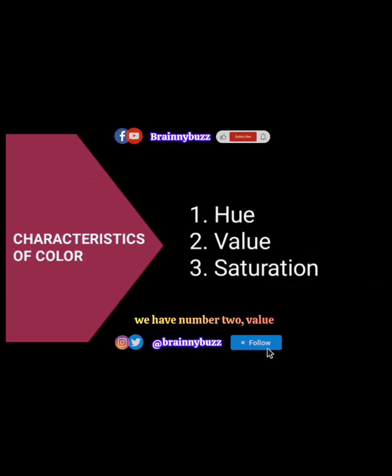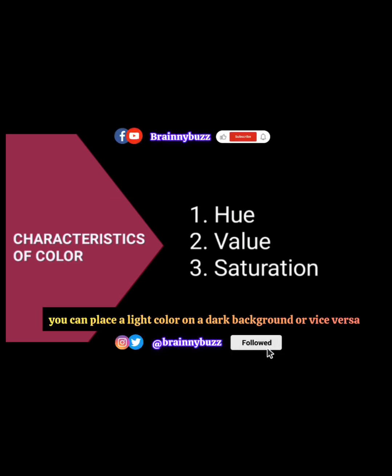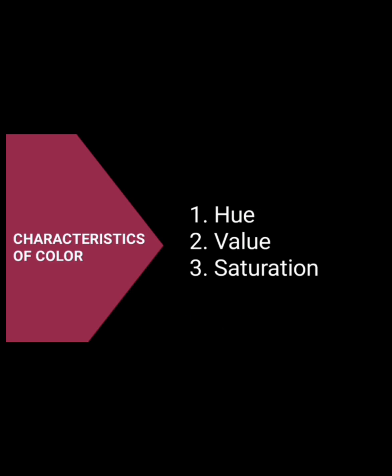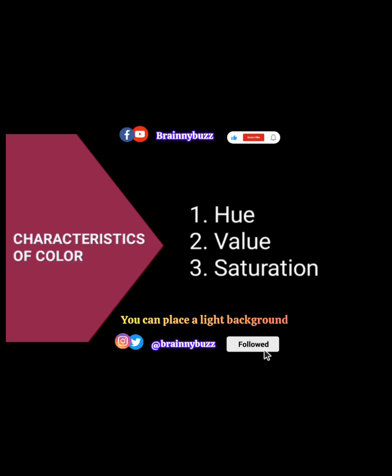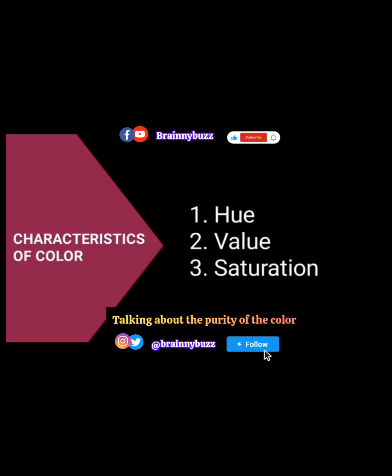Number 2, value. Value is how light or dark a color is. For instance, you can place a light color on a dark background or vice versa. What do I mean by vice versa? You can place a dark color on a light background. Number 3, saturation, which is the purity of the color.